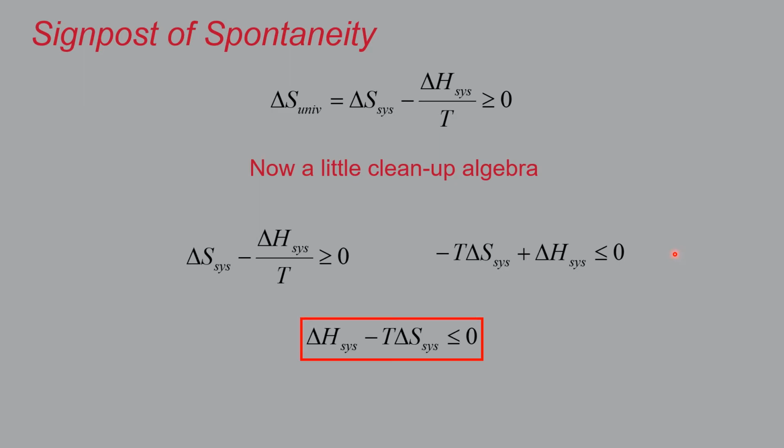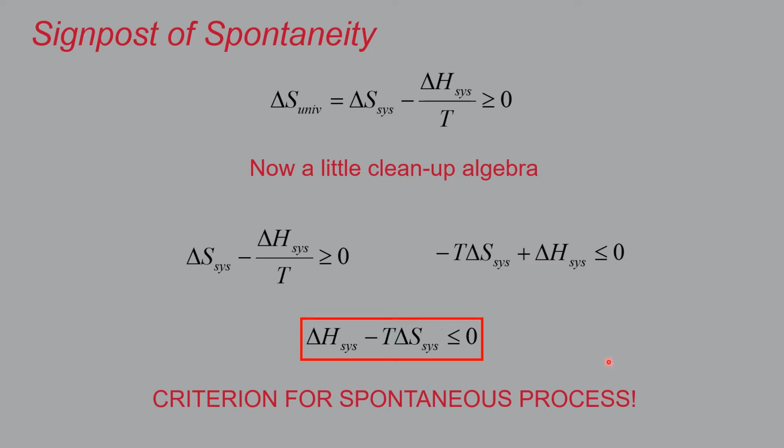And finally, this is usually written as delta H sys minus T delta S sys must be less than or equal to 0. And this, in fact, is a criterion for spontaneous processes that very importantly is in terms of system variables only and not surroundings. So this was a big deal. And this was actually a big enough deal that this quantity right here, delta H minus T delta S, is given its own name, Gibbs free energy.